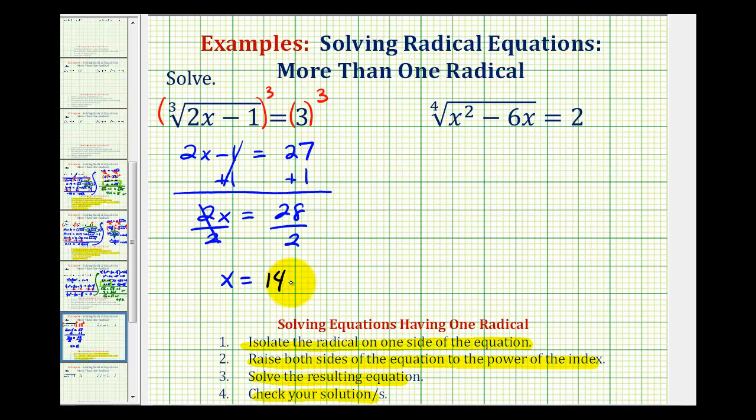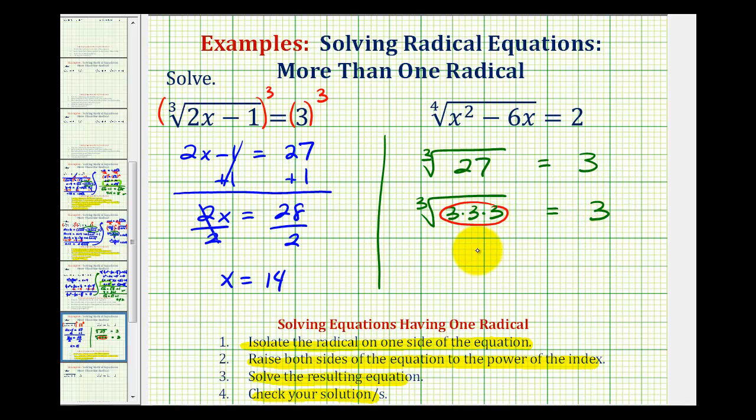And now to check this, we'll substitute 14 for x into the original equation. So we'll have the cube root of 2 times 14, that would be 28, minus 1, that's going to be 27, equals 3. And since 27 is a perfect cube, since 27 is equal to 3 times 3 times 3, this equation is true, and therefore our solution is x equals 14. Let's take a look at our second example on the next slide.